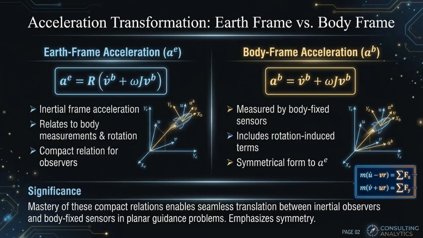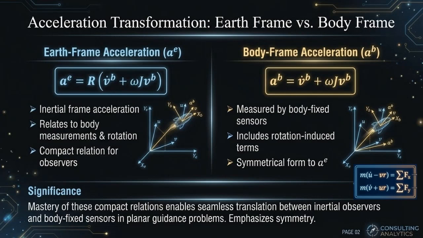Let us summarize the key acceleration equations used in planar vehicle motion. The first equation gives acceleration in the Earth frame. Acceleration in Earth frame equals R times VB dot plus omega J VB. The second equation gives acceleration in the body frame. Acceleration in body frame equals VB dot plus omega J VB. These two equations have the same structure and are closely related. Together, they show how acceleration measured by body-fixed sensors can be translated into inertial Earth frame acceleration. Understanding these compact equations makes it easy to move between Earth observers and vehicle-based measurements in guidance and motion analysis.